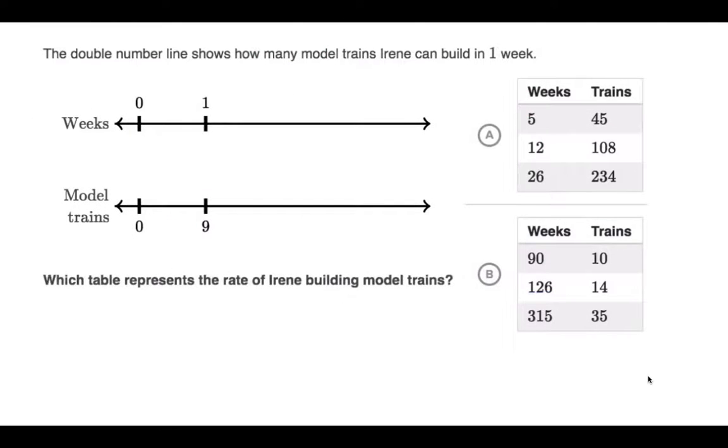So here we are told the double number line shows how many model trains Irene can build in a week. So we can see in 0 weeks she can't build any trains, but in 1 week she can build 9 trains. And they ask us which table represents the rate of Irene building model trains. So pause this video and see if you can figure it out.